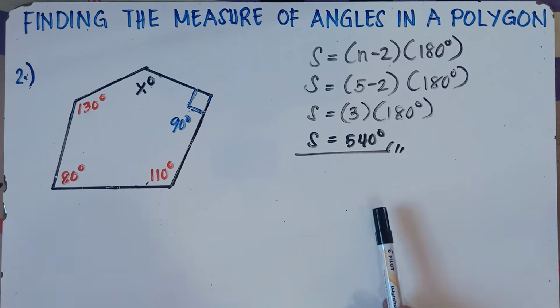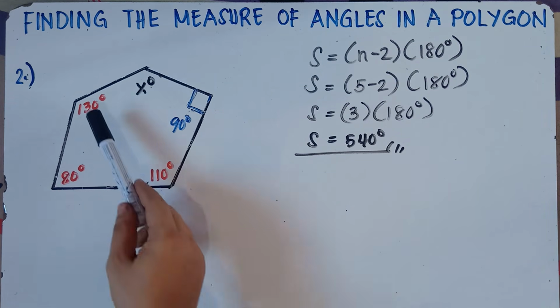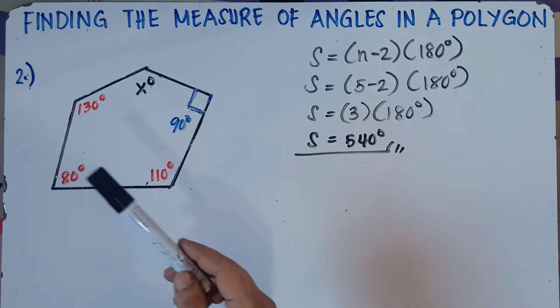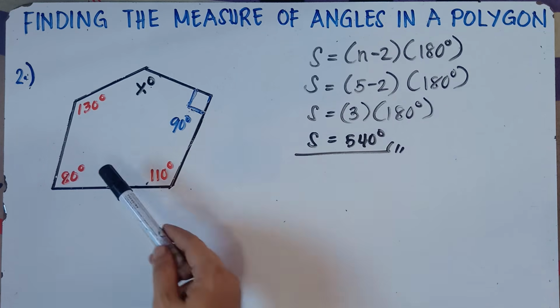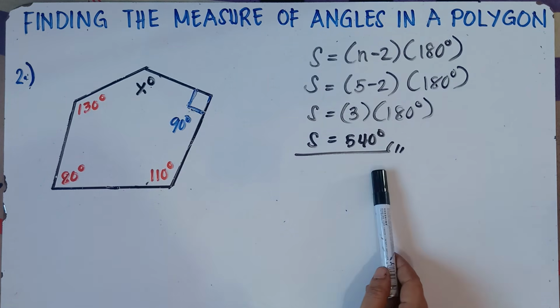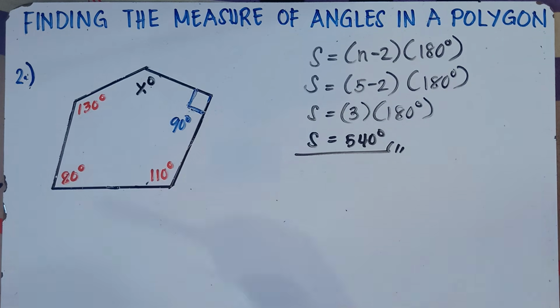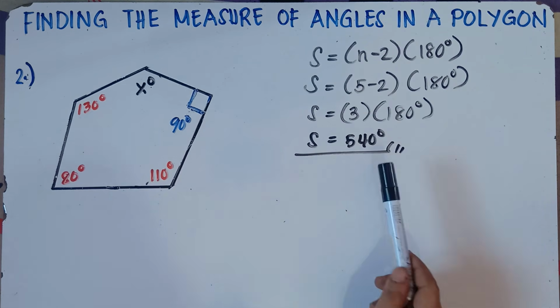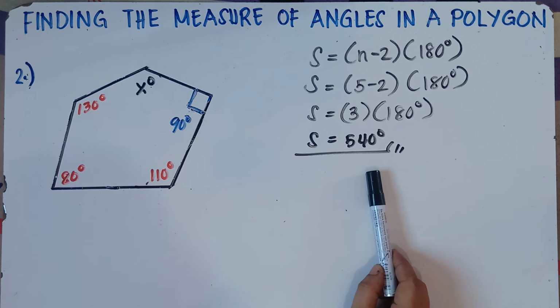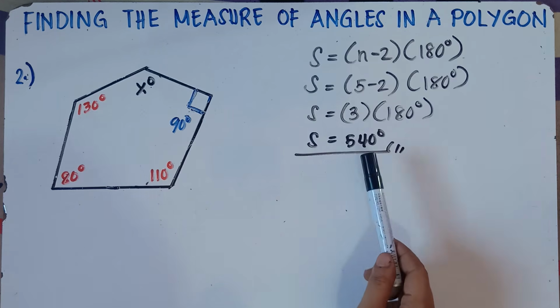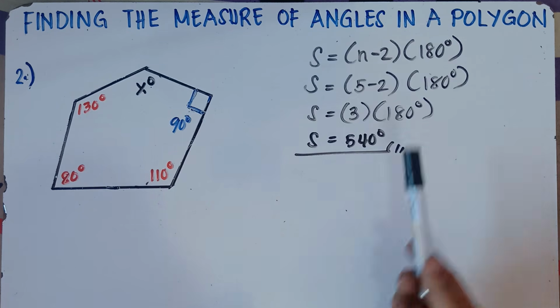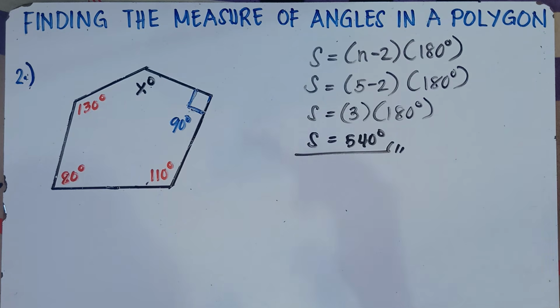Now, once you get the sum, class, we can just simply add this up. We can add 130 plus 80 plus 110 plus 90. And what would be their sum? We subtract it from 540 degrees for us to get angle X. Once again, class, for any kind of pentagon, the sum of interior angles is always 540 degrees, because we use the formula to get the sum of interior angles, and the answer is 540 degrees. Therefore, for any kind of pentagon, the sum of interior angles is always 540 degrees.